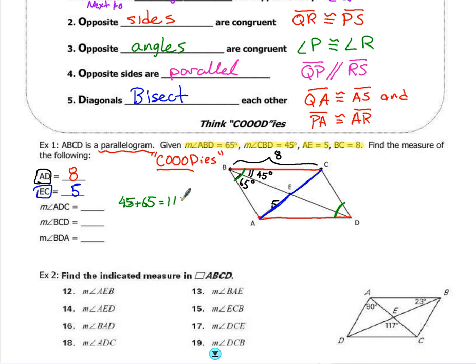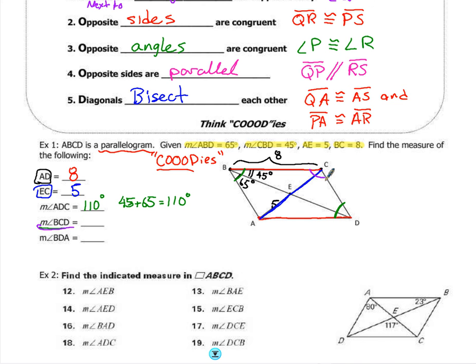So if angle CBA is 110 degrees, then the opposite angle, CDA, would also be 110 degrees. Let's find the measure of angle BCD. Next, BCD. BCD would be this large angle right here.